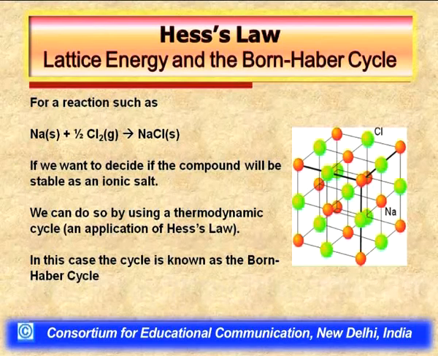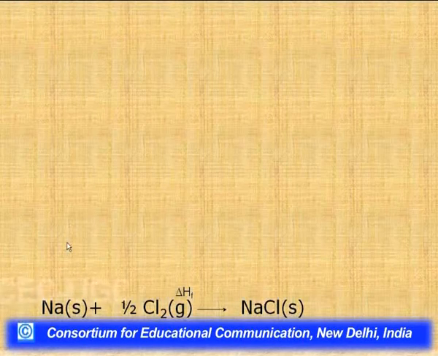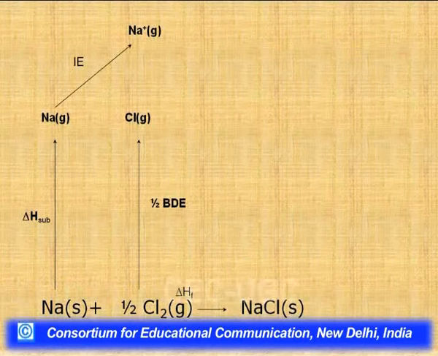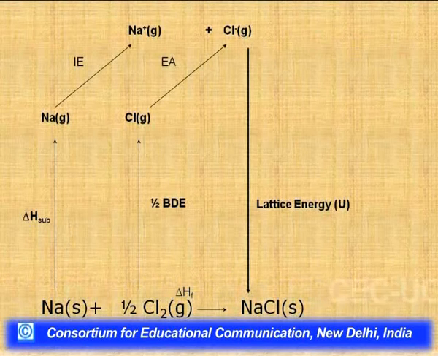For example, we take sodium chloride. We can take the formation reaction of sodium chloride as the combination of sodium metal with chlorine, which react to form sodium chloride. The balanced thermochemical equation is written over here. If we want to decide whether the compound will be stable or not as an ionic salt, the answer comes from the lattice energy. How we determine lattice energy is by use of a Born-Haber cycle. Now it is time for us to look at what the Born-Haber cycle is and how we can make use of it to determine lattice energy.